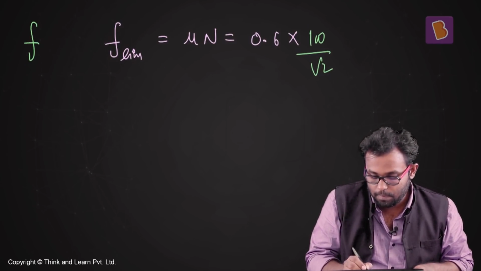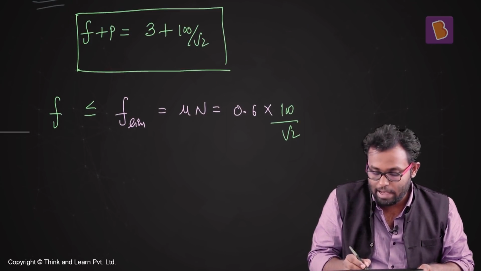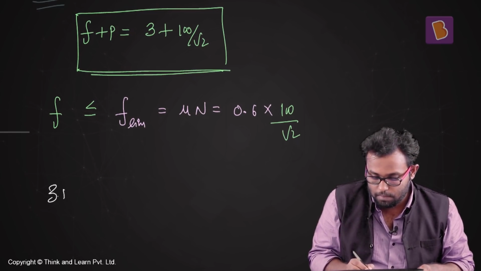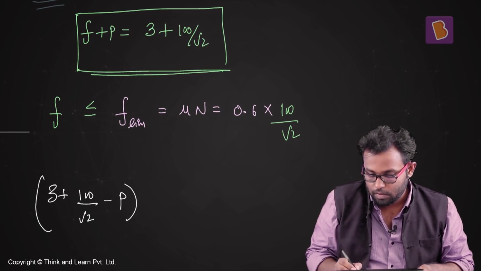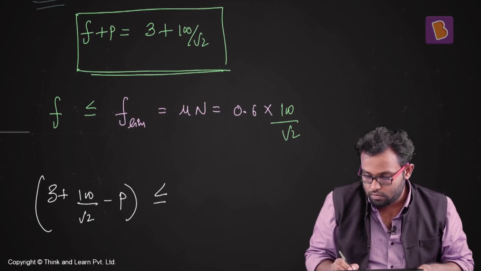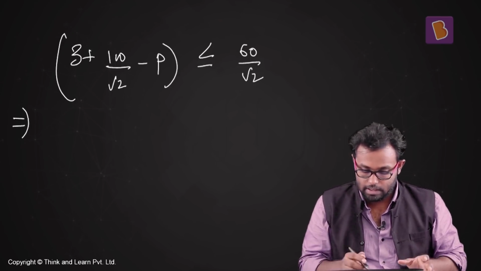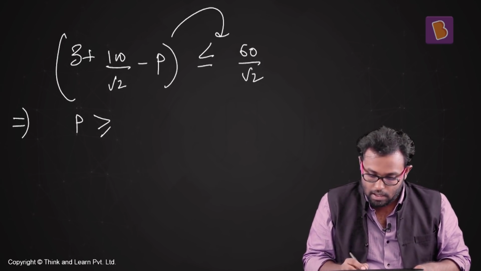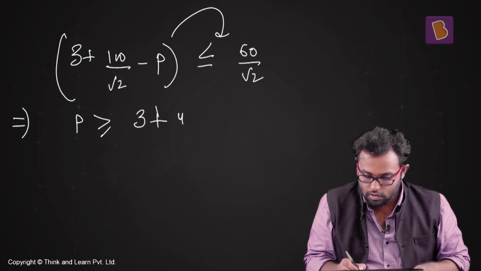So F must be within its limit. F must be less than or equal to F limiting. I already have an expression for F, so I can substitute for F here. I can write F is 3 plus 100 by root 2 minus P. This is my F, must be less than or equal to 0.6 into 100 by root 2, which is 60 by root 2. A little mathematical juggle here. I can take P on the other side. This becomes P greater than or equal to, because P comes that side, 60 by root 2 will come negative, so there will be 3 plus 40 by root 2.